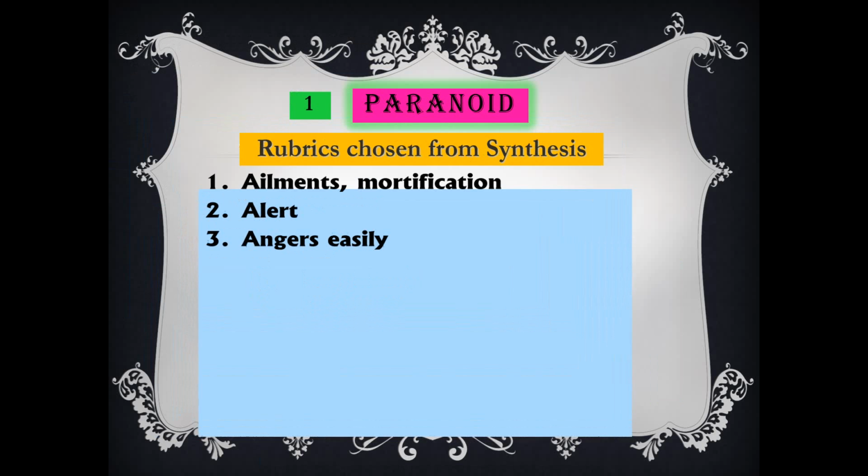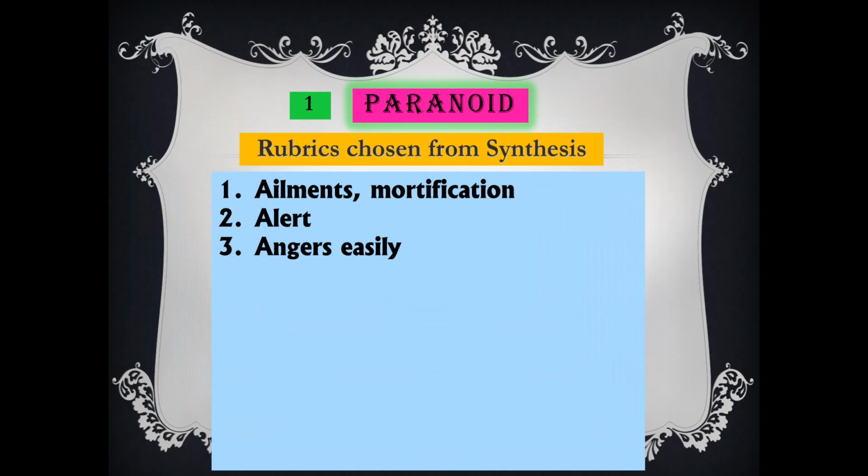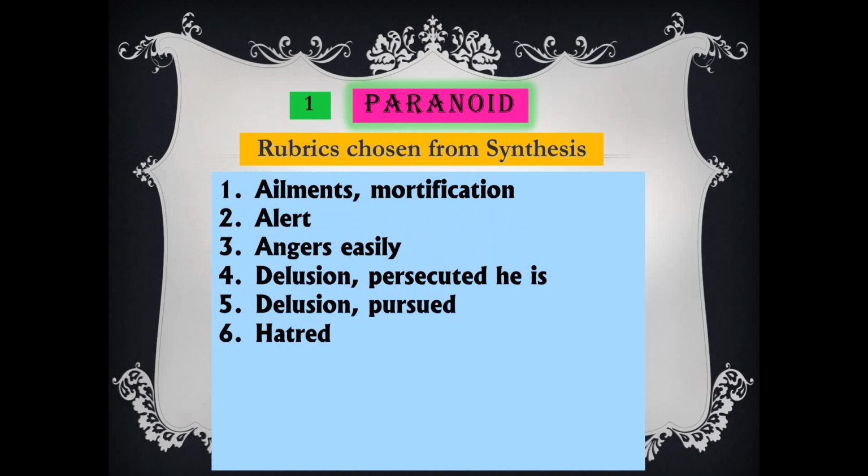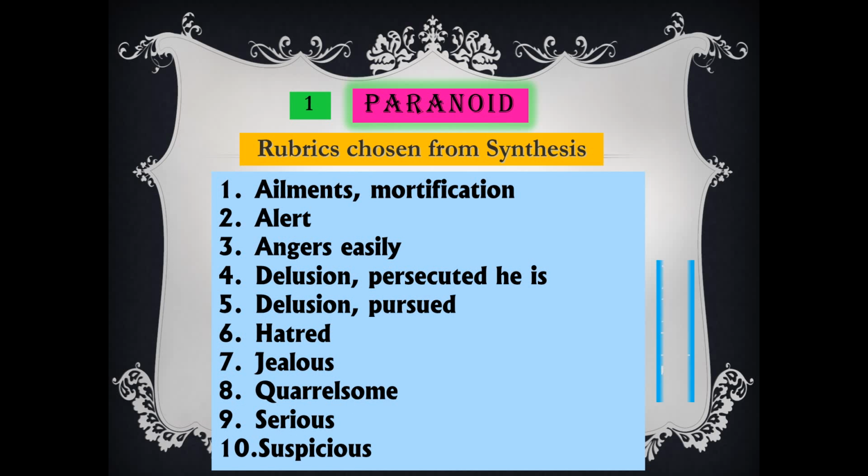Now, rubrics chosen from synthesis. This is an endless exercise. You can go ahead with this. You can make your own rubrics and find your own drugs and keep it handy. This is just a thinking given to us because we are using it in day-to-day practice and getting results out of it. So ailments from mortification alphabetically disarranged: alert, angers easily, delusion persecuted, delusion pursued. Then after that there is hatred, then jealousy or jealous, quarrelsome, then serious and suspicious.